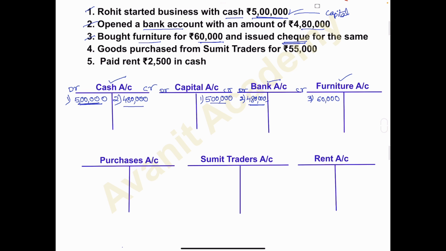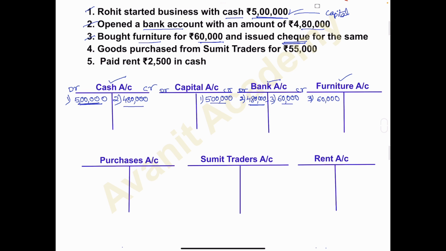So made payment by check means the bank balance will decrease. So decrease in assets is to be credited. Here the bank balance will decrease by rupees 60,000. Decrease in assets is to be credited. We have to write on the credit side of the bank account 60,000.